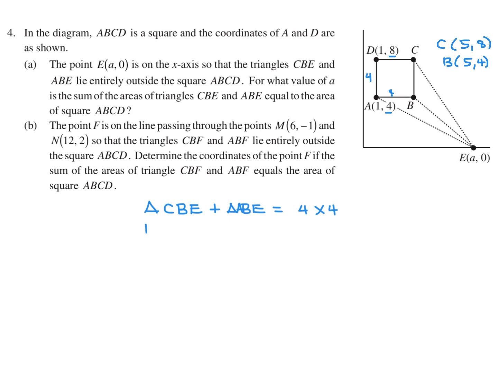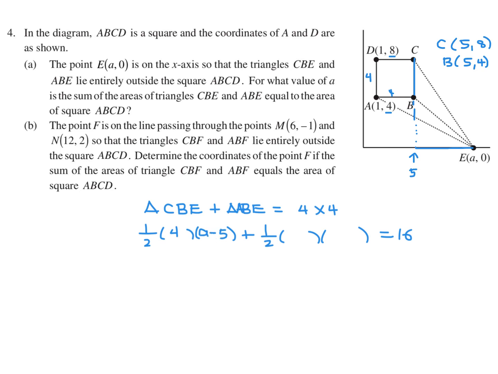All right, so this is going to be 1/2 base times height, and this is going to be also 1/2 base times height, and that's got to equal 16. All right, so CBE. Okay, so let's draw a little dashed line here. The base is going to be from C to B, so that's 4, and the height will be from here to here. Now this point right here, that is the x-coordinate of B, which is 5. So it looks like that's going to be a minus 5.